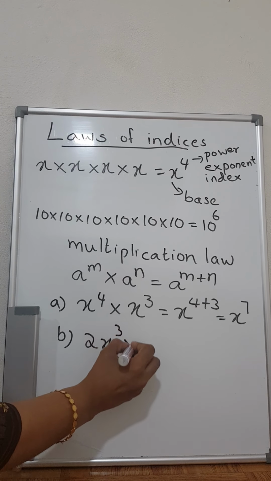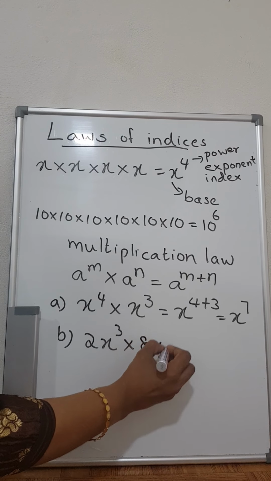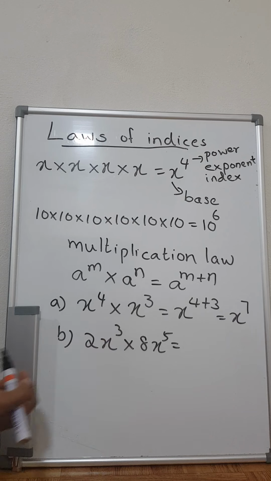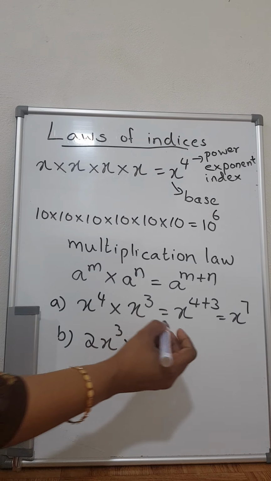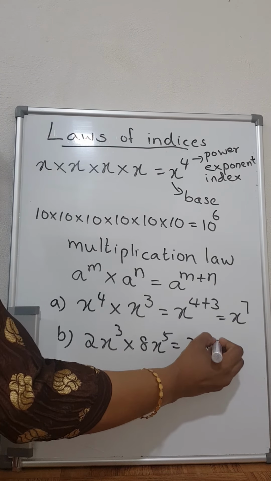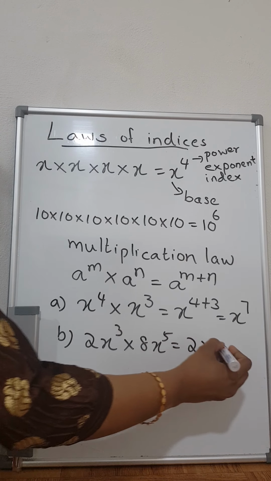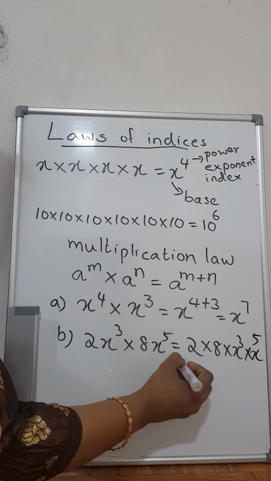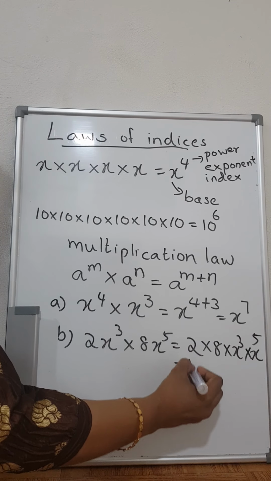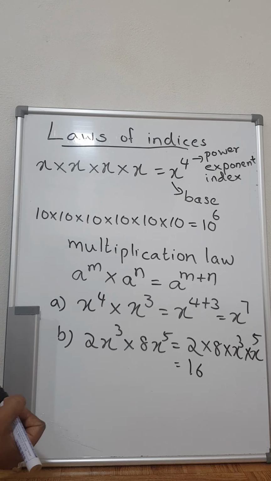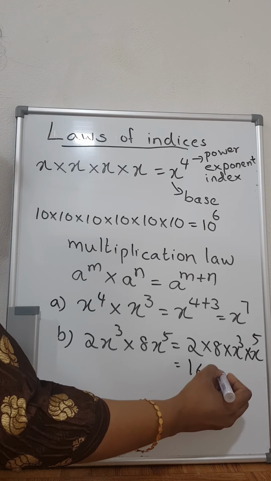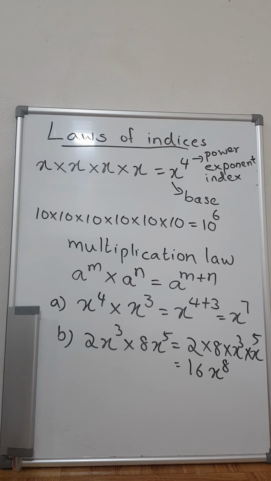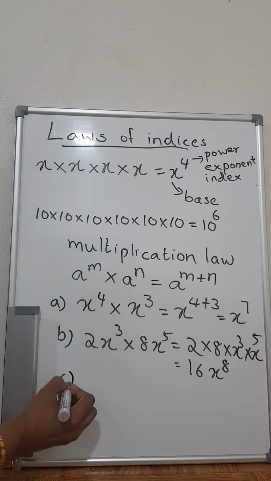2x cubed times 8x to the power 5. See here we have constants also, we have indices also. So what can we do? We can just rearrange. We can write it as 2 times 8 times x cubed times x to the power 5. So 2 times 8 is 16. x cubed times x to the power 5 is x to the power 5 plus 3. That is x to the power 8. Let's see more examples.